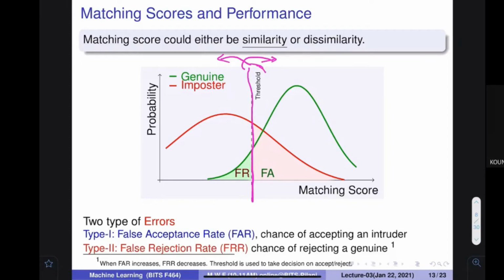The threshold is very important, because if you analyze it, you would be able to see that on the curve for the genuine people, there are some values which are below the threshold. When these kinds of scores come, they are going to be rejected because they are less than this threshold. So this would be rejected.